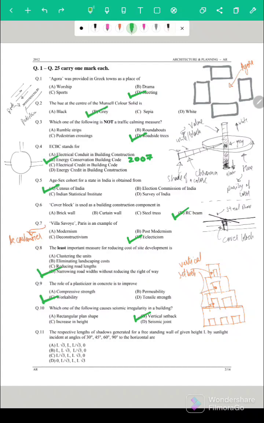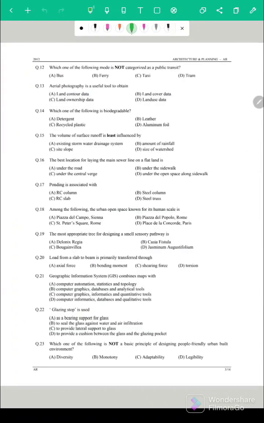Next question is the respective length of shadows generated for a freestanding wall of a given height L by sunlight incident at angle of 30 degree, 45 degree, 60 degree, 90 degree to the horizontal are. So the correct answer of this is option number A. Now move to the next question.